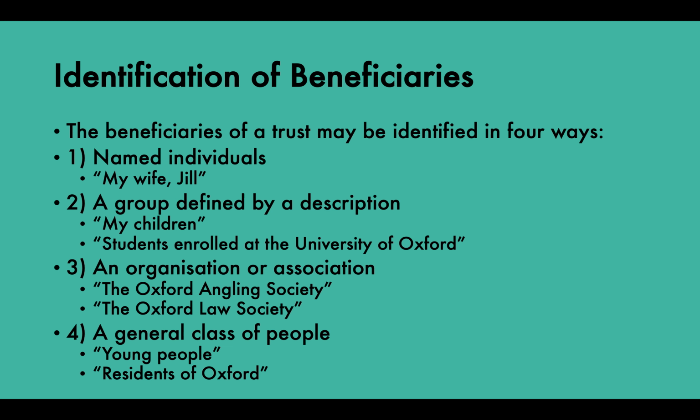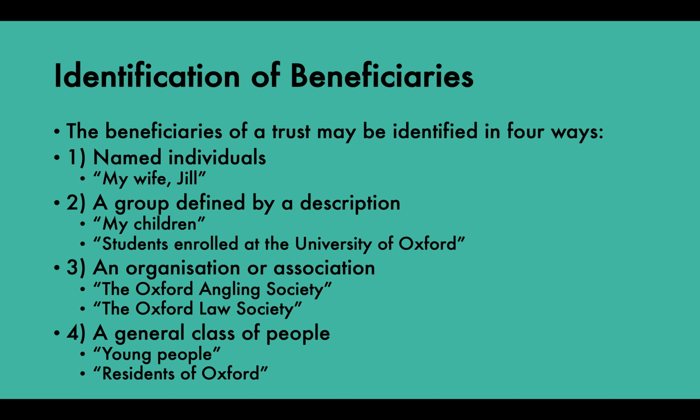So, the identification of beneficiaries. Now, usually this is not an issue, and it is pretty clear who the beneficiaries are going to be. Trust documents tend to say exactly who the property is meant to go to. But where this isn't so clear, the beneficiaries of a trust may be identified in 4 ways.